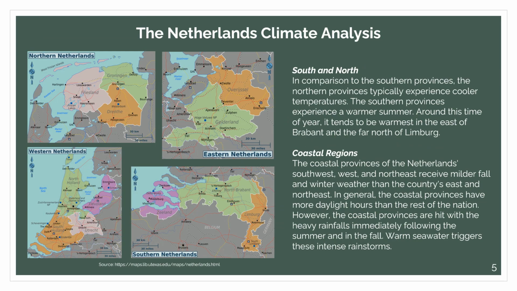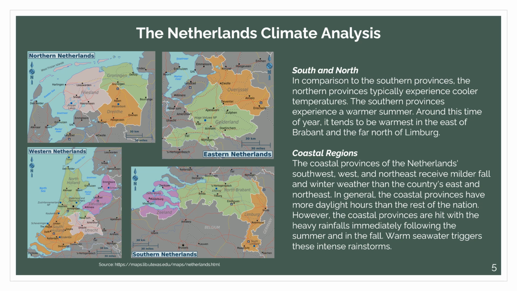In comparison to the southern provinces, the northern provinces typically experience cooler temperatures. The southern provinces experience a warmer summer. Around this time of year, it tends to be warmest in the east of Brabant and the far north of Limburg. The coastal provinces of the Netherlands, southwest, west, and northeast, receive milder fall and winter weather than the country's east and northeast.